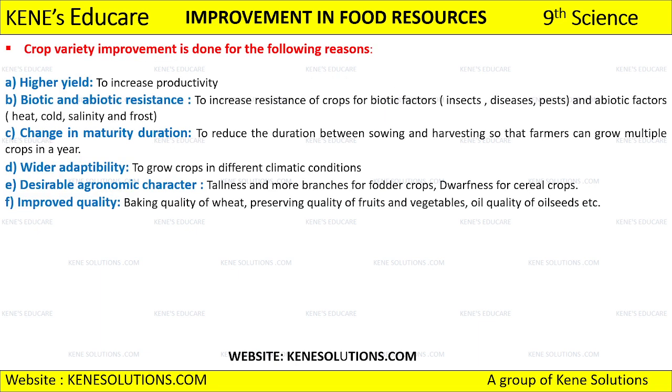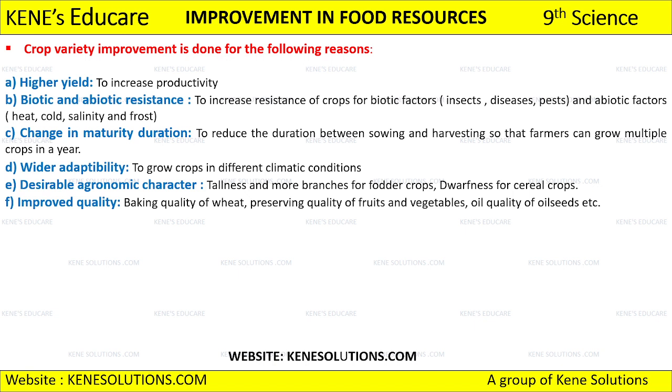After this crop variety improvement, we discussed the reason why crop variety improvement is needed. So there are 6 different reasons which have been explained over here. First of all, the most important reason that we have is increasing the yield of the crop. Secondly, we have to resist our crop from biotic and abiotic factors. Third is we need to reduce the duration of growing the crop, like sowing the crop and harvesting. The duration between them should be less.